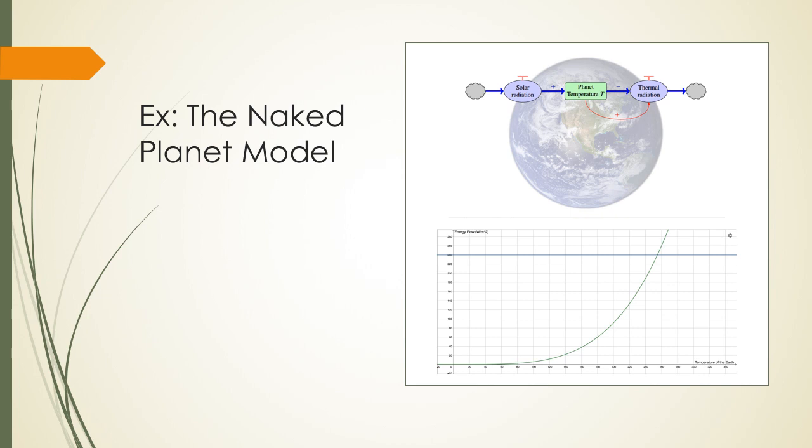As we discussed earlier, the amount of thermal radiation is dependent on the temperature of the Earth. The warmer the surface, the greater the thermal radiation. We represent this with a positive control arrow. Note that this creates a feedback loop with one negative sign. Using the rule of signs, this gives us stabilizing feedback.